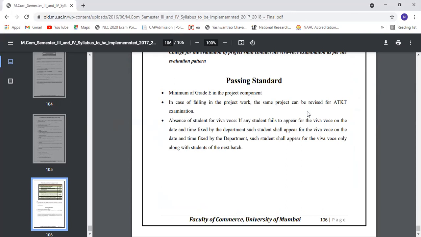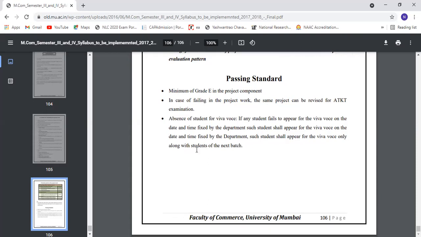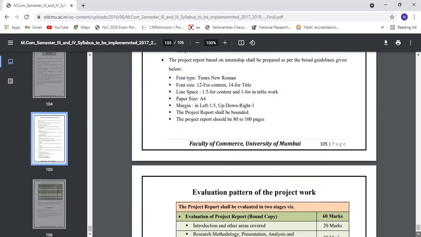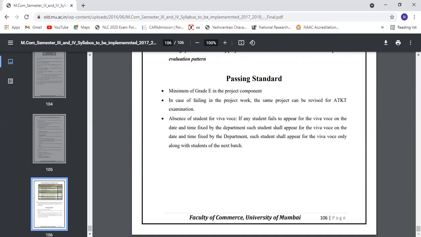60 and 40, these are your two categories. 40% of 60 means 24 marks you should achieve in your examination. And in case of viva, which was out of 40, 16 marks are required. Okay, minimum. So this is the standard of passing. Okay. So project report.